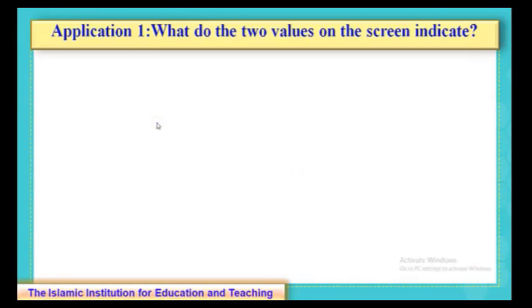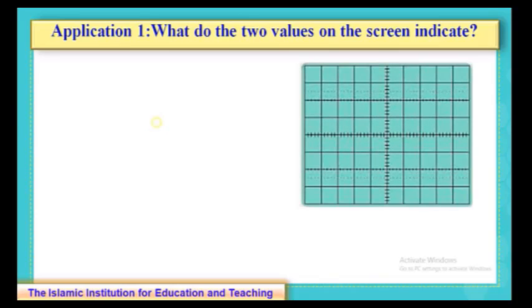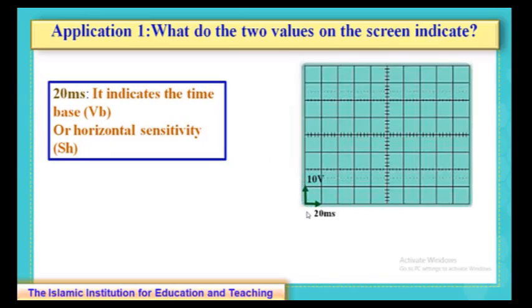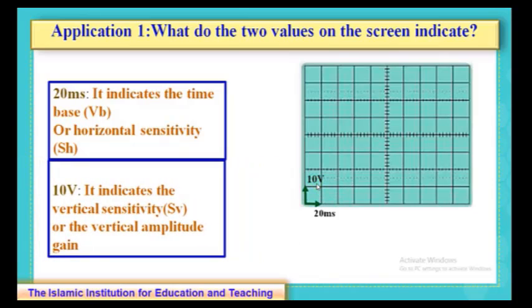Now please do this application along with me. What do the two values on the screen indicate? The horizontal division holds 20 milliseconds while the vertical division holds 10 volt. So the 20 millisecond indicates the time-base SB or the horizontal sensitivity SH, or we can say that SB is equal to 20 milliseconds per division. Now the 10 volt indicates the vertical sensitivity SV or the vertical amplitude gain, or we can say that SV is equal to 10 volt per division.